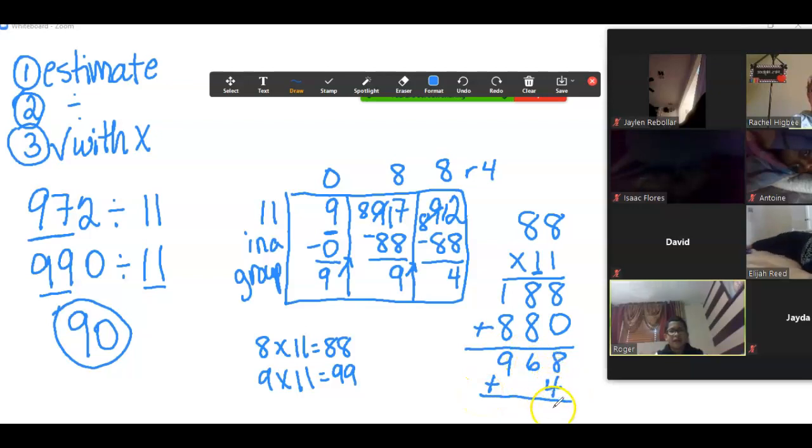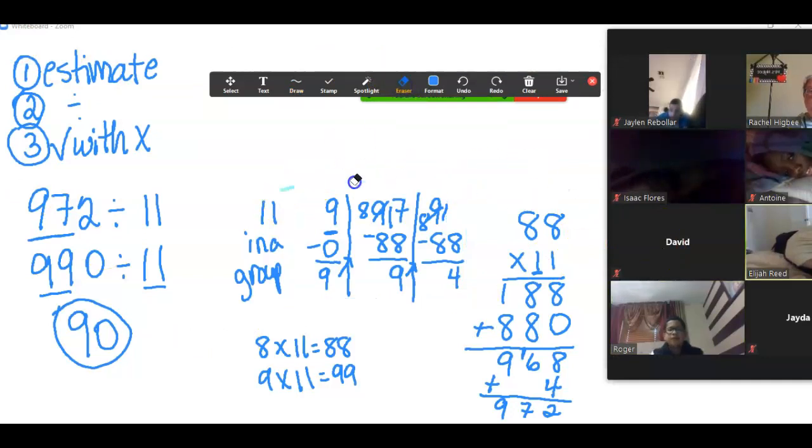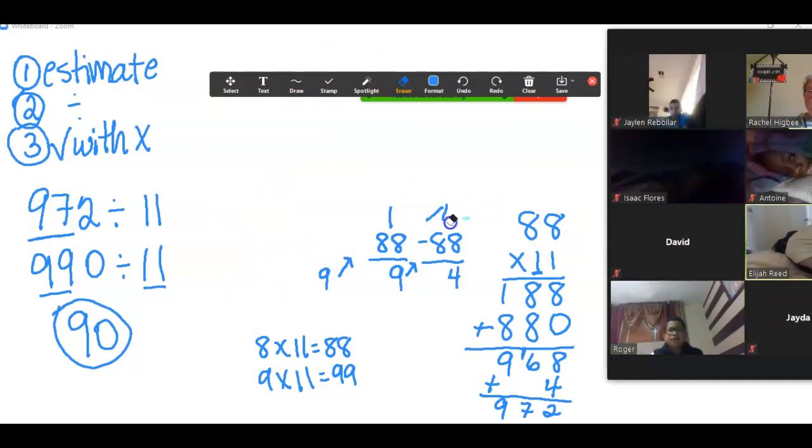So 8 plus 4, 1 plus 6, and then our 9. Okay, is that what we started with? Absolutely. Okay. All right. Very good job. All right, so let's erase some of this work so that we can do our second problem together.